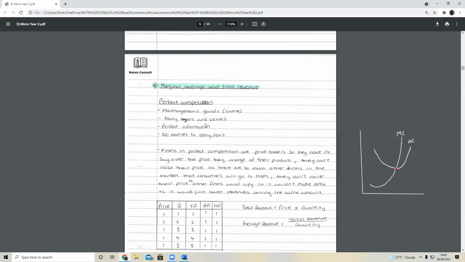So this is just an example. It's just not potatoes. There's perfect information between these firms, meaning each of these farmers knows what the going market prices of potatoes are. Okay, so let's say one farmer is charging £1 for one potato, then that other farmer who sees that is going to know that farmer's charging £1.